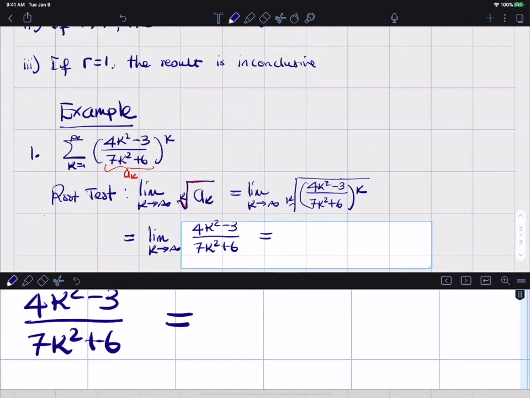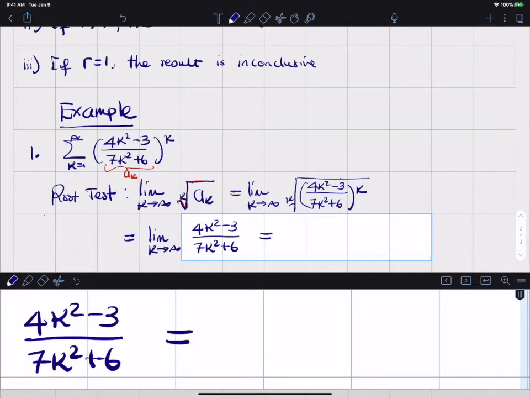This limit, does anybody know the answer to this limit? Anybody? 4. So it's 4 over 7. 4 over 7 is good.